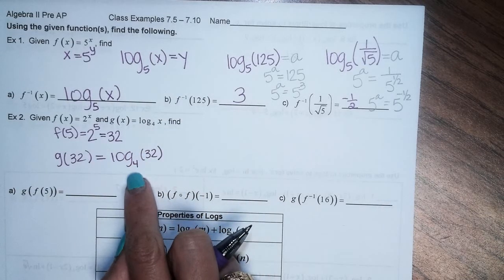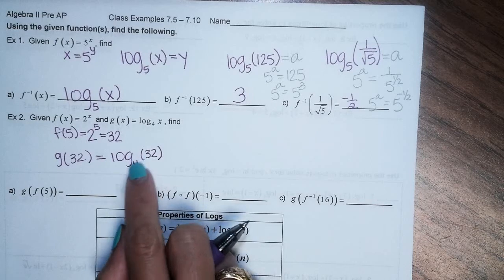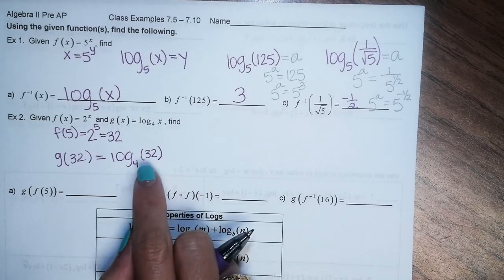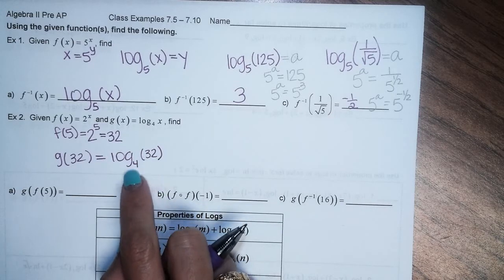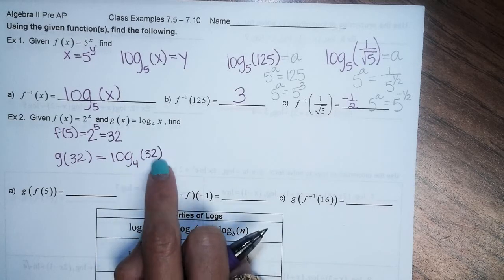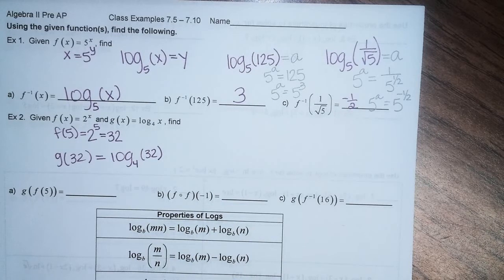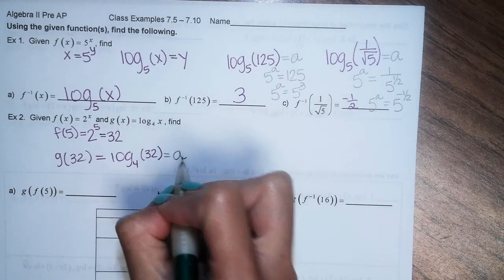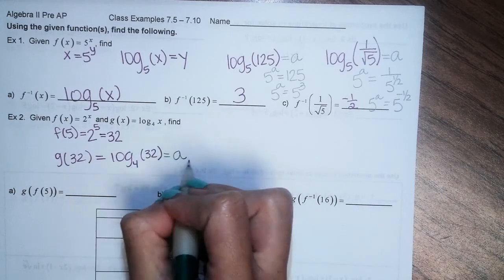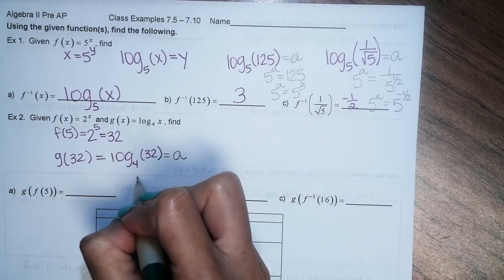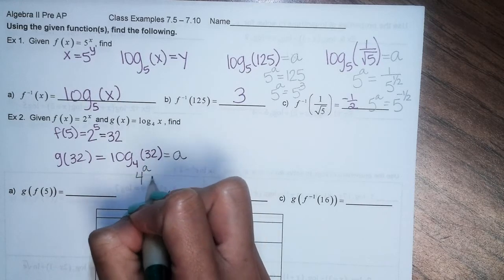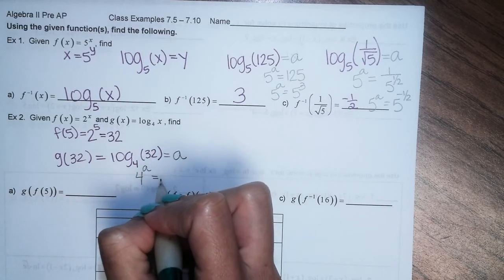Okay. And now that I can't do in my head. I'm going to go ahead and set it equal to a and change it to exponential form to solve, because we need to figure out log base 4 of 32. It's going to be a fraction. So let's set it equal to a and change this to exponential form. 4 raised to the a equals 32.